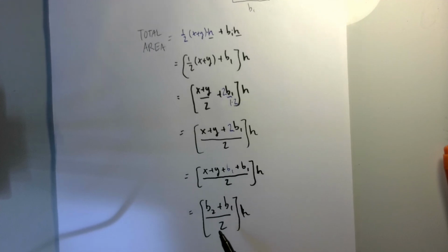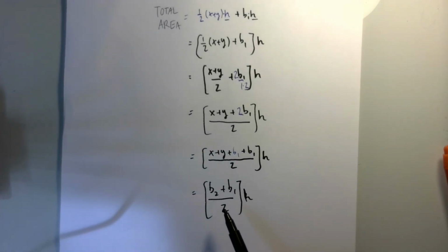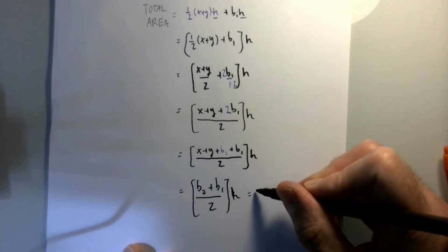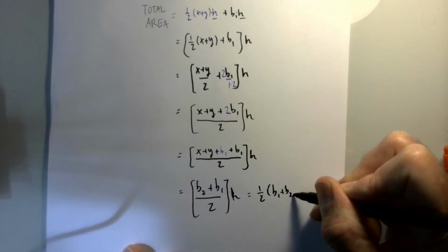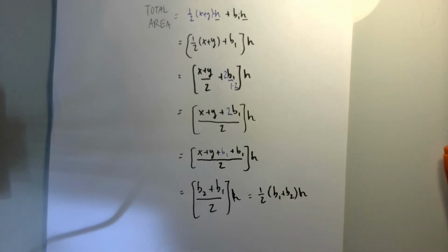All it is is an average of the bases, and then you multiply by height. So another way you can write that is 1/2 (b1 plus b2) times height. A lot of different ways you can express the same thing, but think of it as an average of bases, and then you multiply by height. And that's our trapezoid formula.